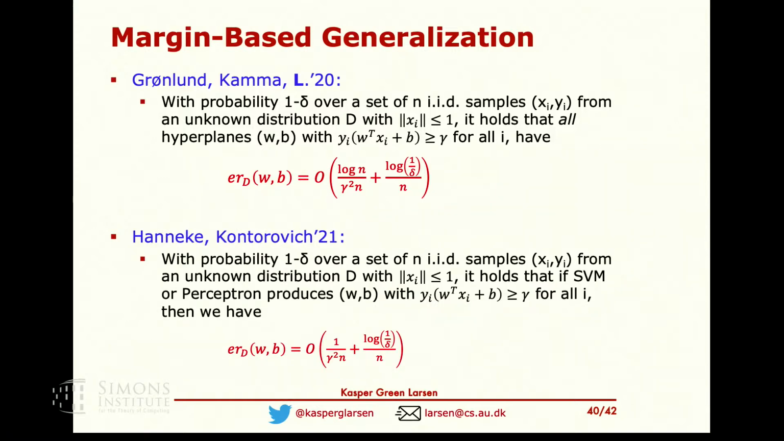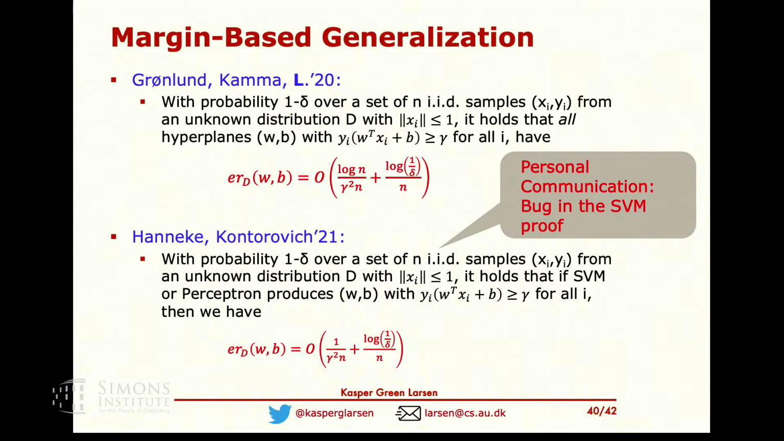And very interestingly, there is this work by Hanneke and Kontorovich that shows, so what this is saying is, if I only look at the one that's produced by support vector machines or the perceptron learning algorithm, any of those two, if the output happens to have large margins, then it actually generalizes better than this guarantee up here. So for those concrete algorithms, you can get even better generalization. You can prove you get rid of this log factor in the first term. So you can maybe analyze, but you have to take the algorithm into account and what it's doing.